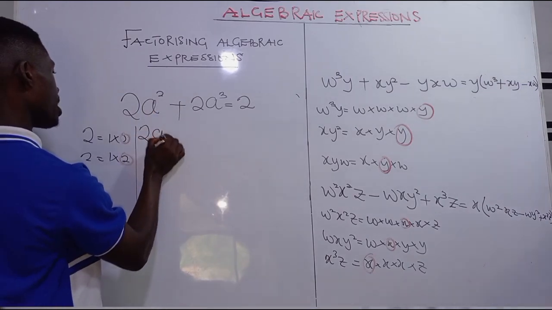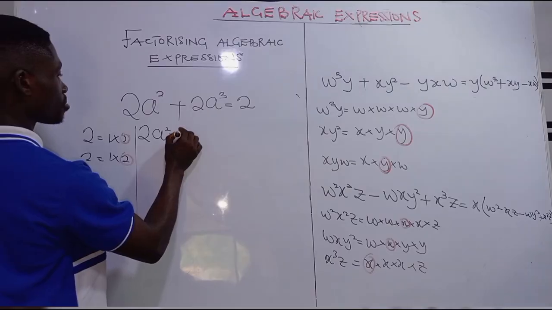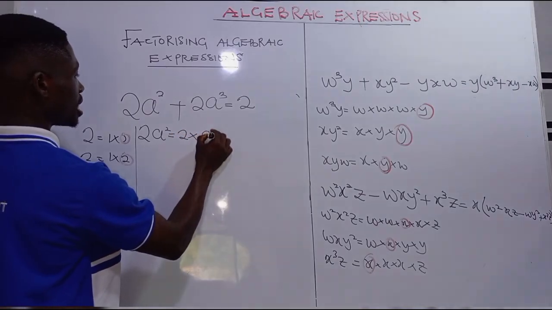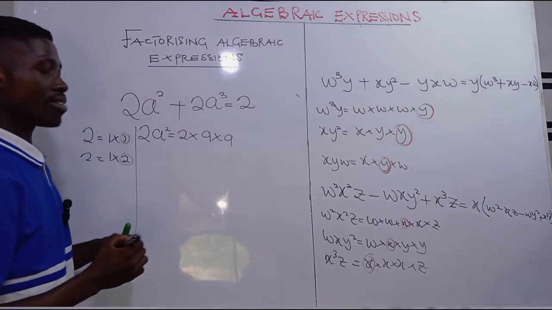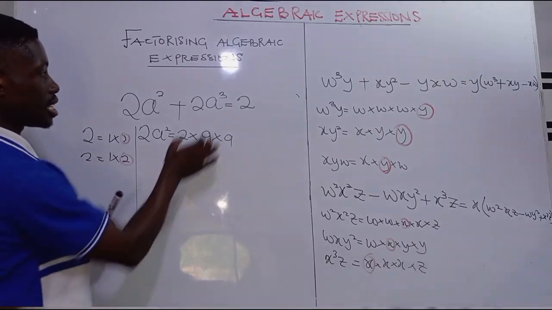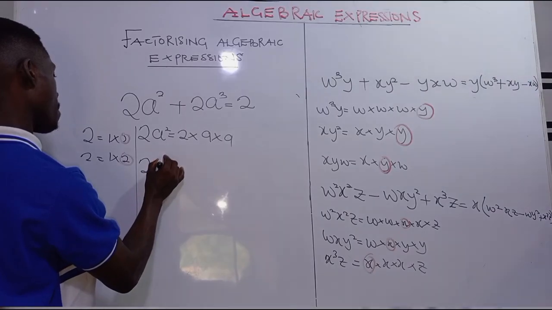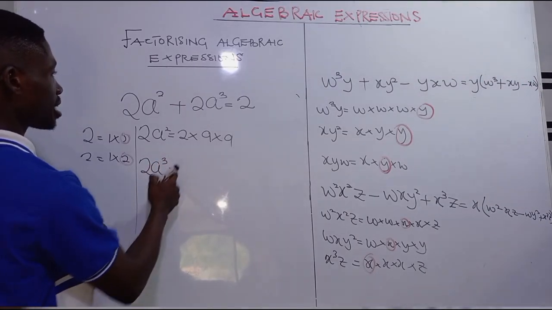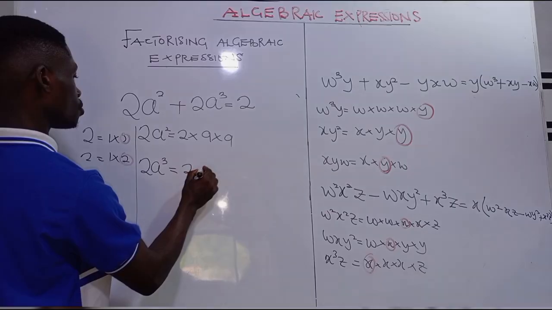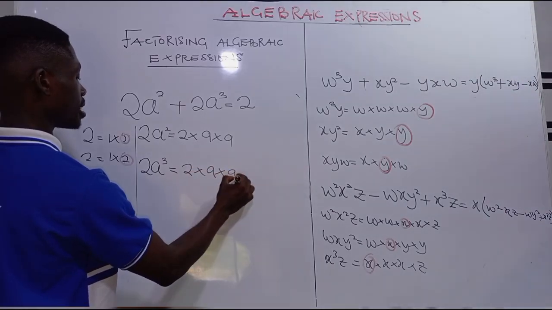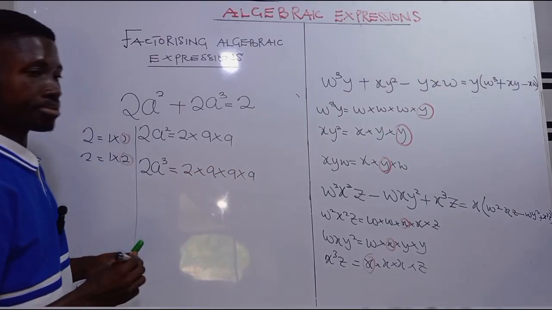So we have 2a squared is the same as what? 2 times what? a times a. These are the factors of 2a squared. Now let's find the factors of 2a cubed. So the factors of 2a cubed, we have 2 times a times a times a.